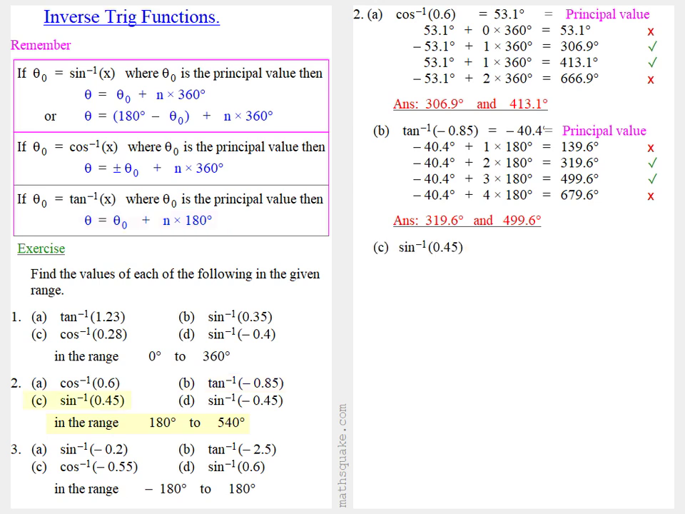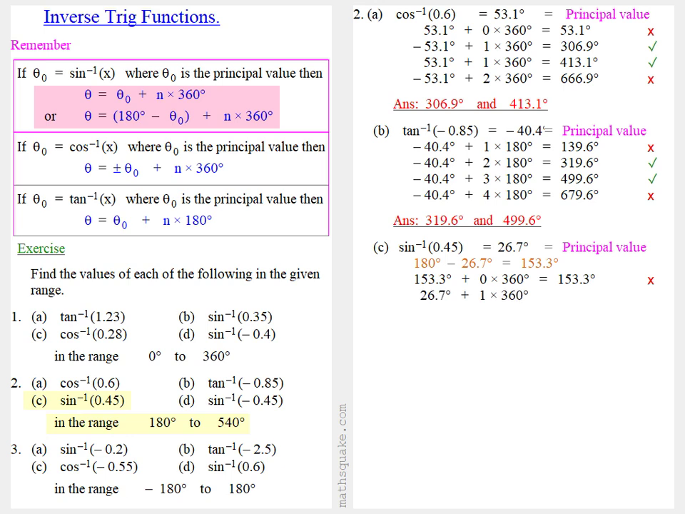In part C, we want the inverse sine of 0.45. Well, that comes out to be on the calculator 26.7 degrees, and that's our principal value. Now we also need 180 minus 26.7 degrees, which is 153.3 degrees. Now the general solution is one of those two plus n times 360 degrees. So if we take n is 0, the larger one, 153.3 degrees, plus 0 times 360 degrees is 153.3 degrees, which is too small. It's below 180.